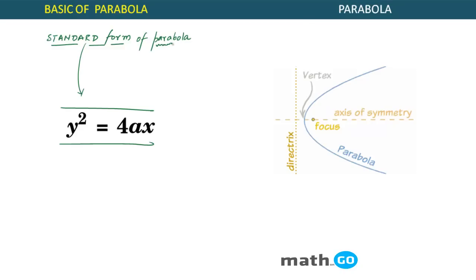So if we are to talk about the standard form of parabola, first of all, this is the shape of this particular parabola, y square equal to 4ax. Everybody has done the shape of a parabola, right? So I would write it as a right parabola, right? Why? Because it is opening towards the right direction. You can see it is opening towards this particular right direction.